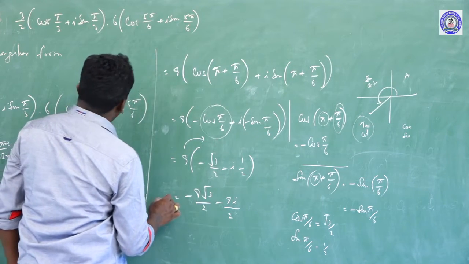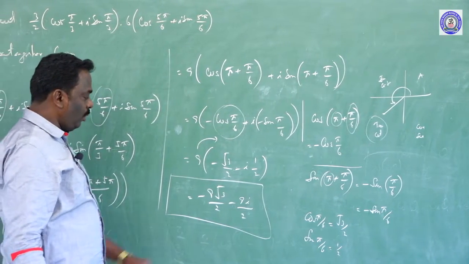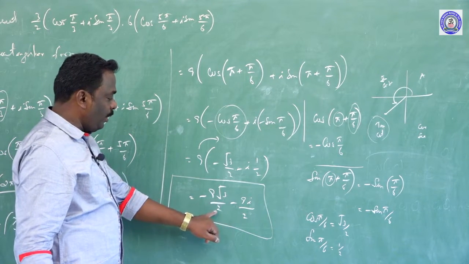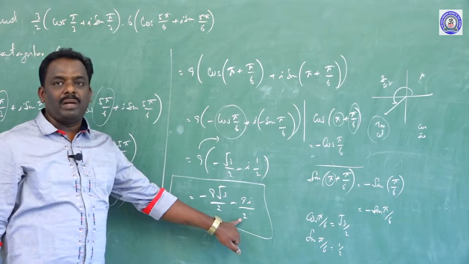Therefore, the given product of the two complex numbers, the final answer, equals minus 9 root 3 by 2 minus 9 i by 2. This is the final product of the complex numbers.